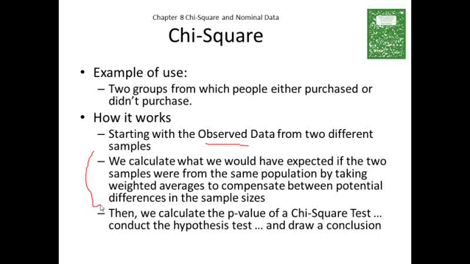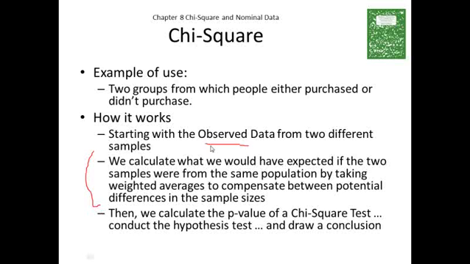We're going to take weighted averages to compensate for potential differences in the sample sizes. And say, okay, well, on average, across group A and group B, how many people purchased? That gives you the probability of purchasing. And how large is group A? That tells you how many we would have expected to see in group A. And how large is group B?